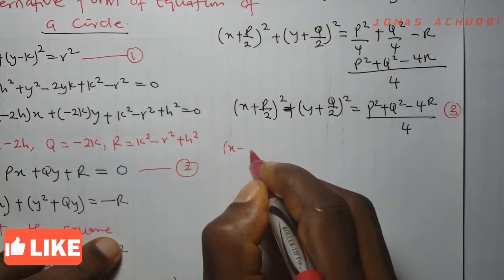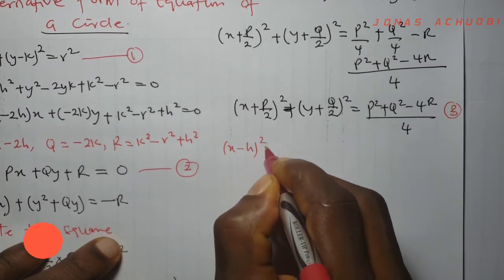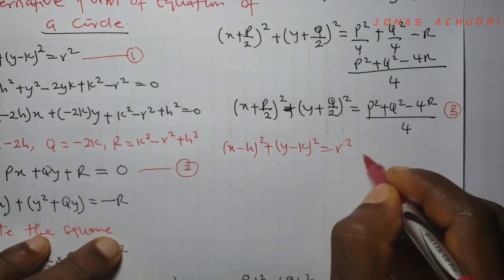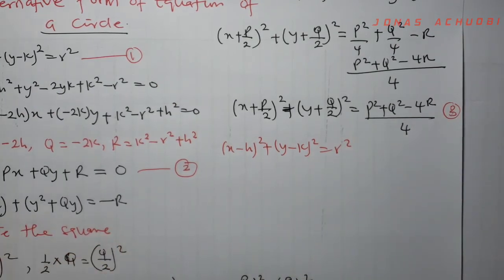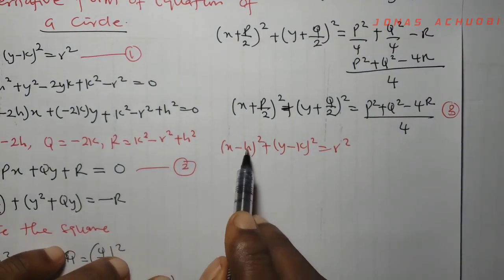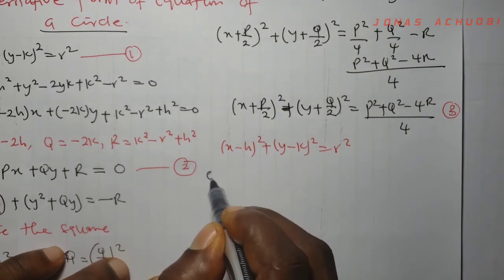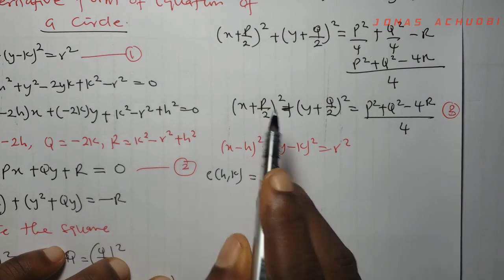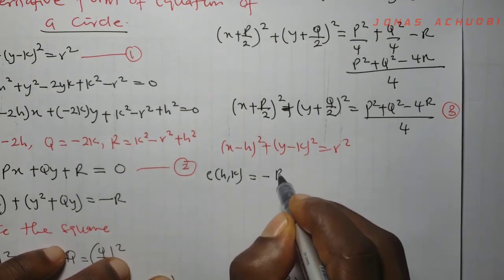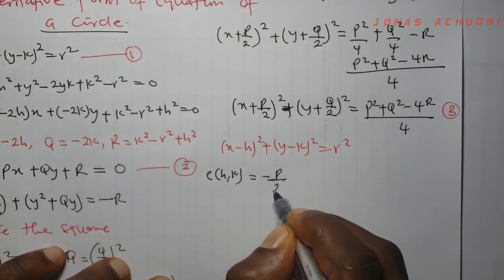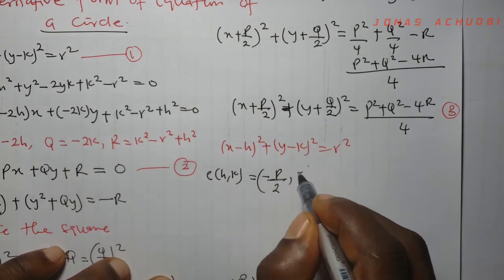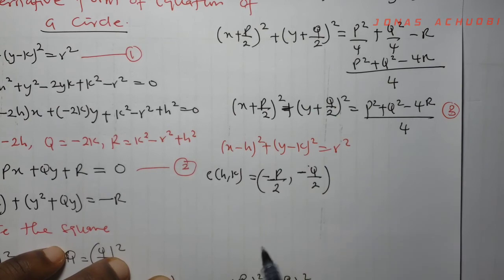If we compare this equation 3 to the standard center radius equation, which is x minus h squared plus y minus k squared equal to r squared, what do we observe? We observe that the center coordinate h comma k: h here will be negative p over 2, and k will be negative q over 2.